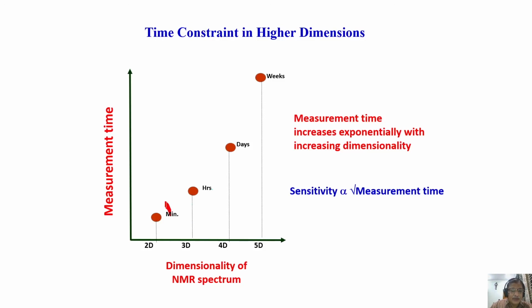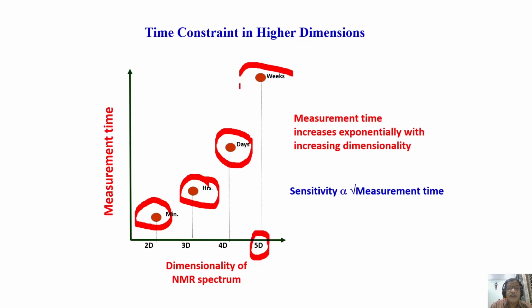2D you can do in a few minutes. Let's say in 15, 20 or 30 minutes, you can get a very good quality 2D spectrum. For the same molecule, if you want to do 3D, it will take hours. Now say this molecule is very big. If I want to do 4D, it takes days. If I want to do a 5D experiment on that molecule, it takes weeks. Remember, weeks of instrument time. Measurement time increases exponentially with increasing dimensionality.